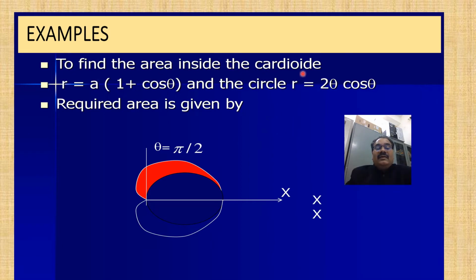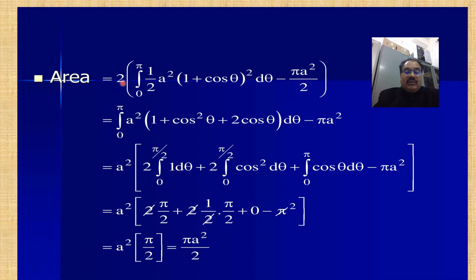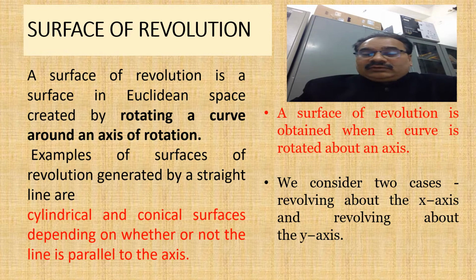Then to find the area inside the cardioid r = a(1 + cos θ) and the circle r = 2a cos θ, the required area is already stated here. You may calculate this area by taking the suitable formula, that is the integral from 0 to π of a²(1 + cos θ)² dθ minus πa²/2. On calculation you will get the required area as πa²/2. So this is the previous requirement prior to starting surface of revolution.